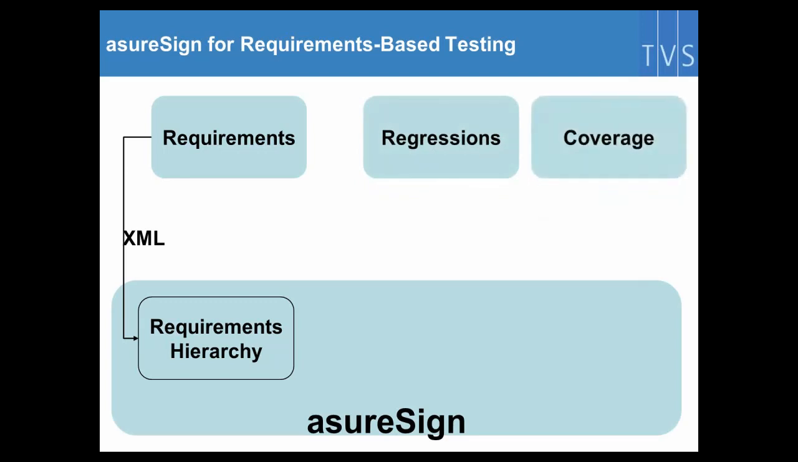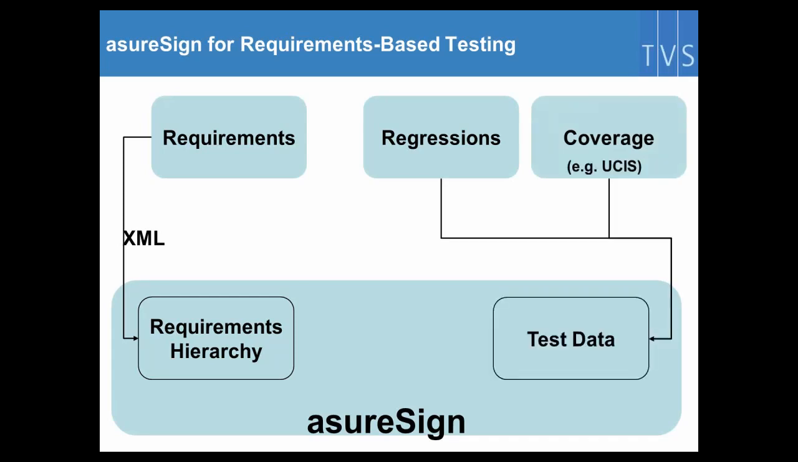Now that coverage data may be in a predefined format. For example, in hardware verification, you may be using UCIS. The regressions and coverage information is imported into asureSign as test data. Both the requirements and the test data are held in an SQL database. Also within that database, we are able to map requirements to test data and vice versa. Thus, we can form a bidirectional mapping between requirements and test data.